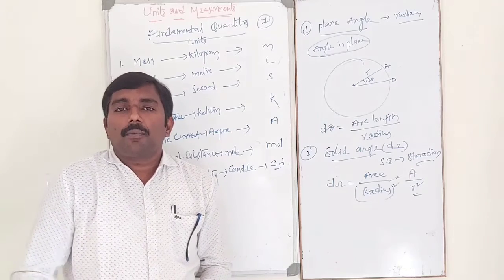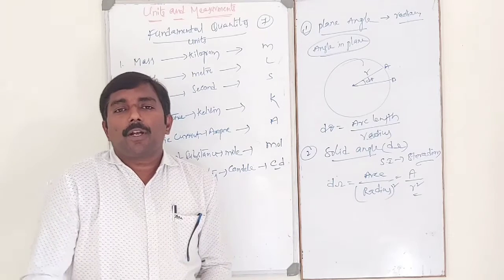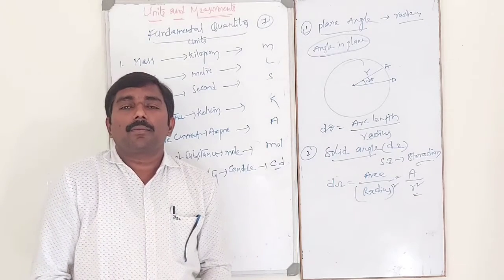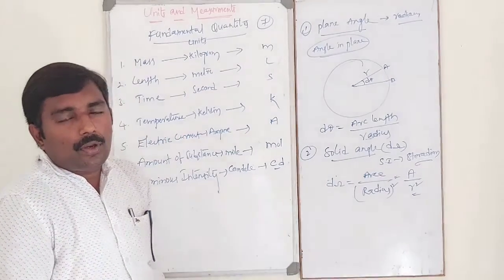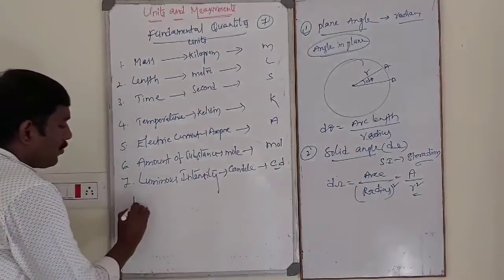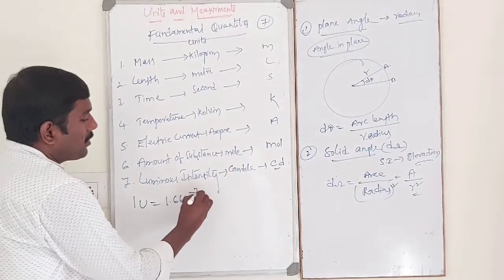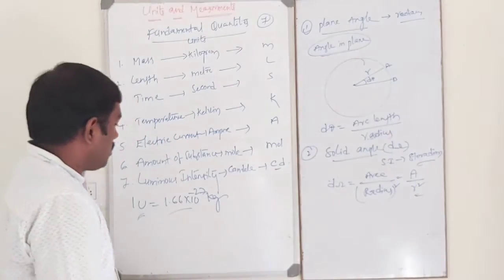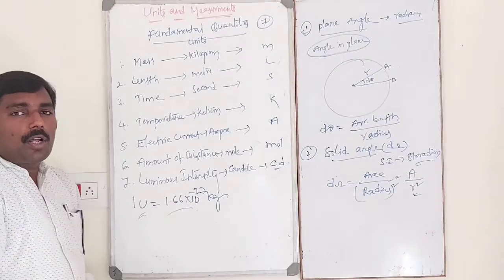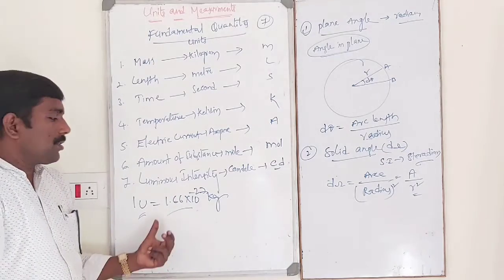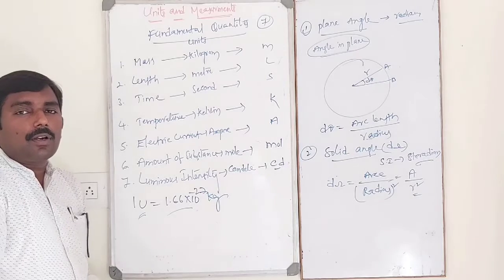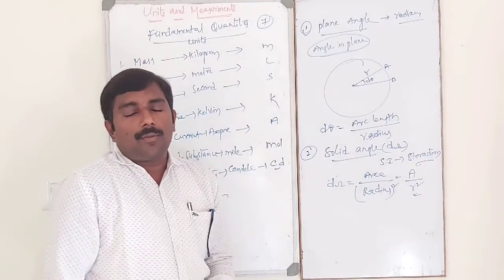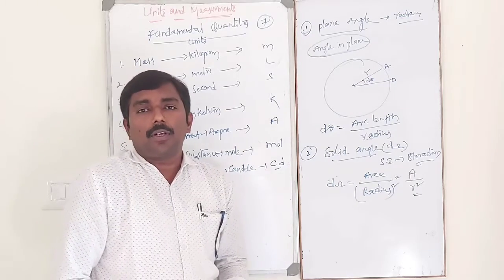Define atomic mass unit, or define one AMU. What is meant by atomic mass unit? One twelfth of the mass of one atom of carbon-12 isotope is 1 AMU. What is the value of AMU? 1 AMU is equal to 1.66 times 10 to the power minus 27 kilograms. So the mass of small particles like electron, proton, and neutron is expressed in atomic mass units. 1 AMU is equal to one twelfth the mass of one atom of carbon-12 isotope.